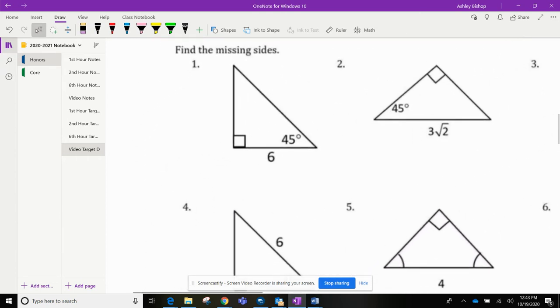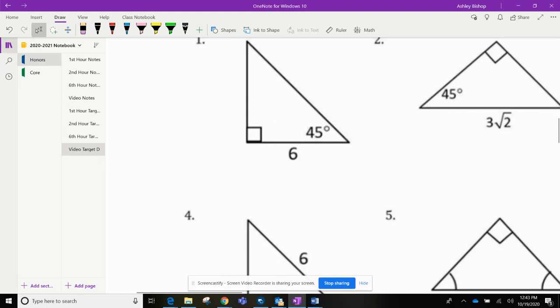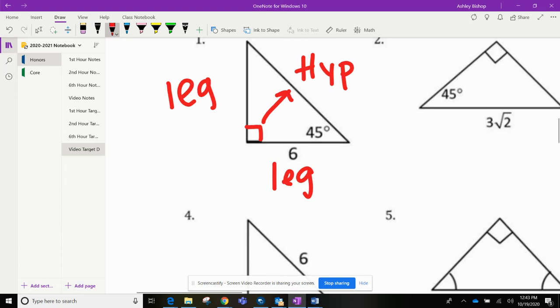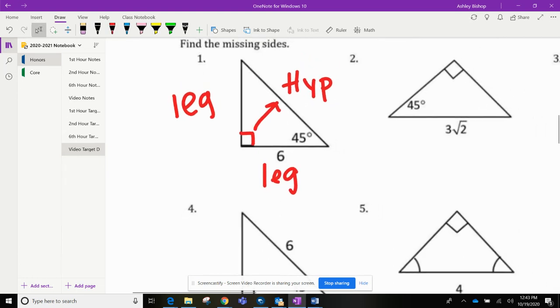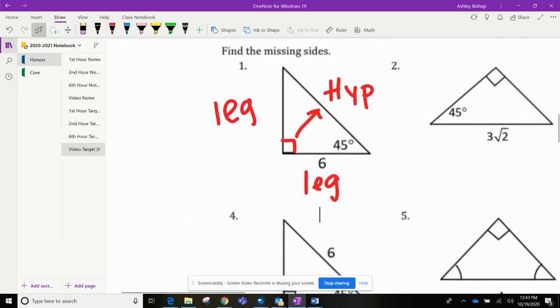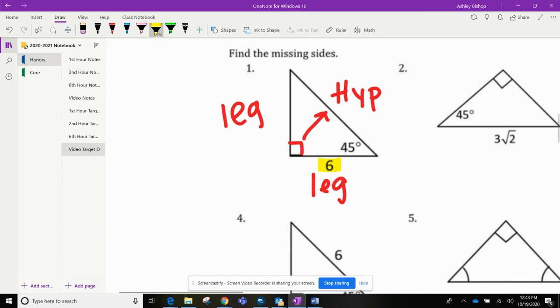So let's jump into question 1. The very first thing I want to do when I see question 1 is label my three sides. Here's my right angle. So across from my right angle is my hypotenuse. Then that makes these my legs. And once you label your three sides, I'm always going to give you one piece of information. You're going to want to go find that side of information that I gave you. I gave you this side and I told you it was 6. So write what I gave you. I gave you the leg and I told you it was 6.